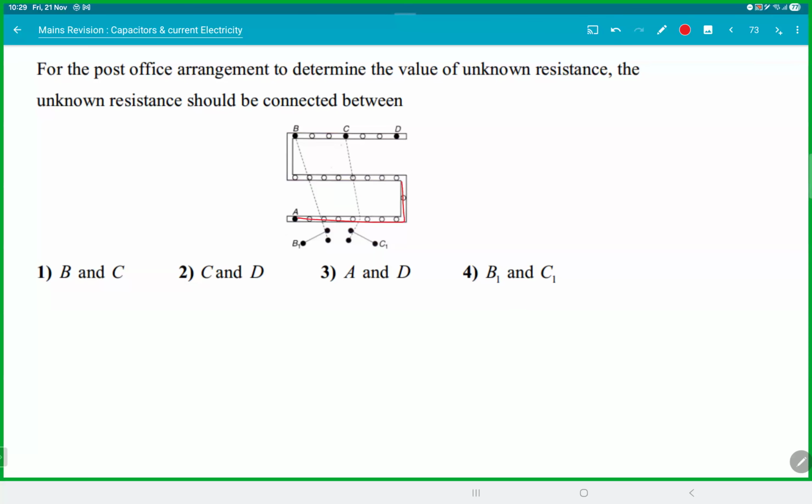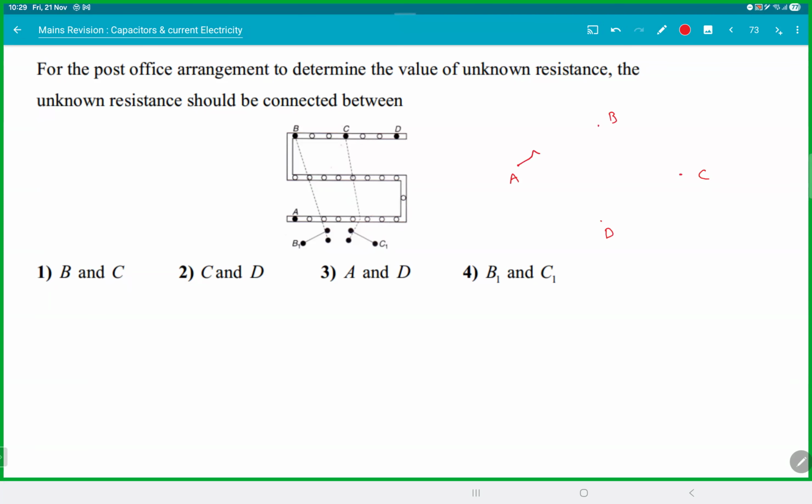So between A and B, this is one resistor. Between B and C, there is one resistor. And between C and D, we have one more resistor, isn't it? So you already have 3 resistors. So we have to keep the unknown resistor. So when you get this kind of question, just draw them. You will see that clearly. A to B, there is one resistor. B to C, there is one. And there is a D.